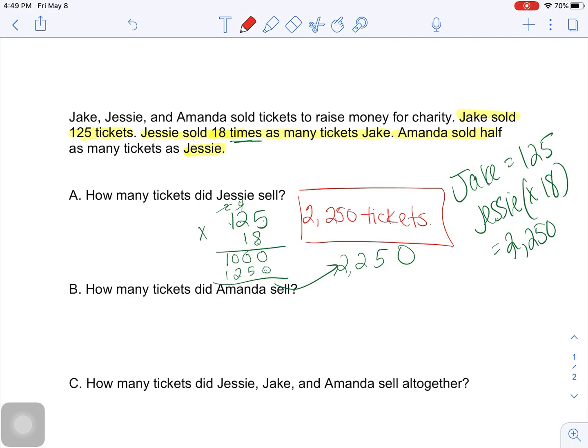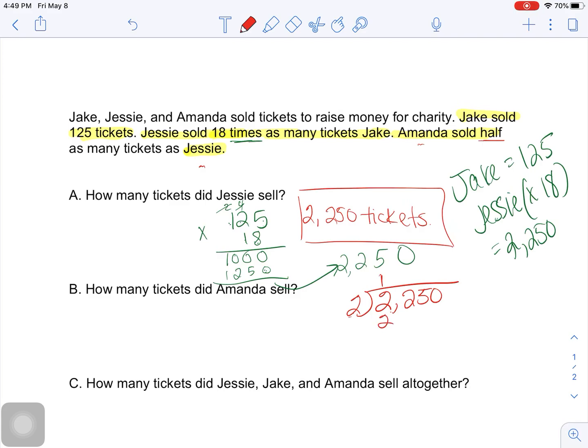So now B says, how many tickets did Amanda sell? Okay, well, so now we need to go back into the story problem. It says Amanda sold half as many tickets as Jessie. All right, well, half. So if I know something is half, in order to get half of it, I just need to divide it by 2. So my math problem for that would be 2,250 divided by 2. 2 goes into 2 one time.